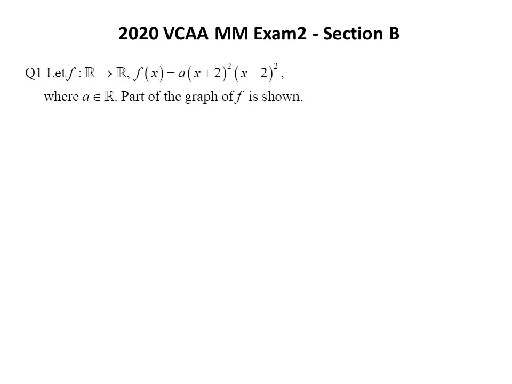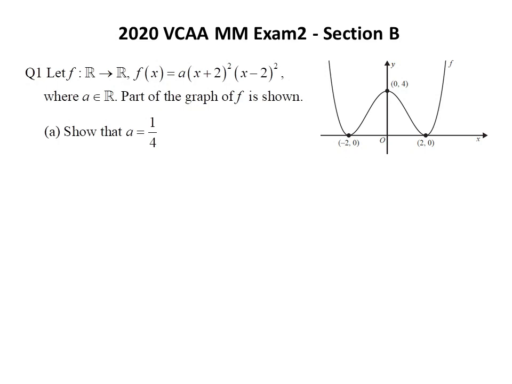The first question in section B is a quadratic function f of x equals a multiplied by (x plus 2) squared multiplied by (x minus 2) squared, along with its graph, where a is a real number and the domain of the function is R, the whole real number. There are 6 parts in this question.